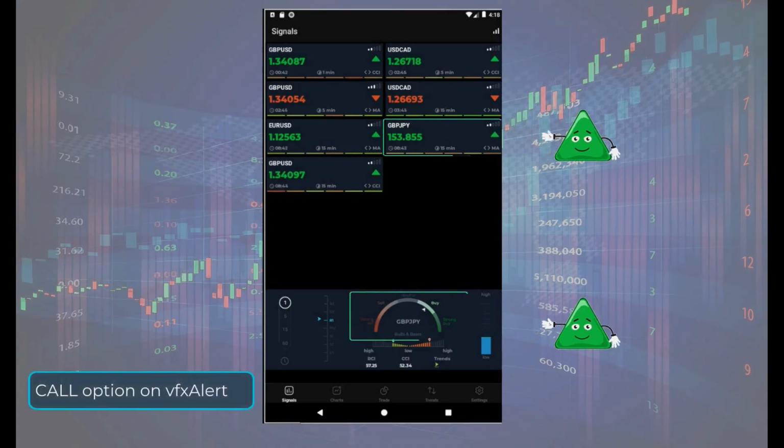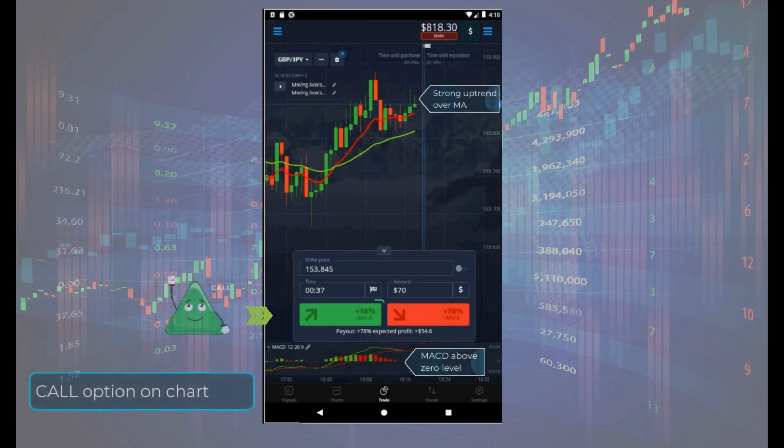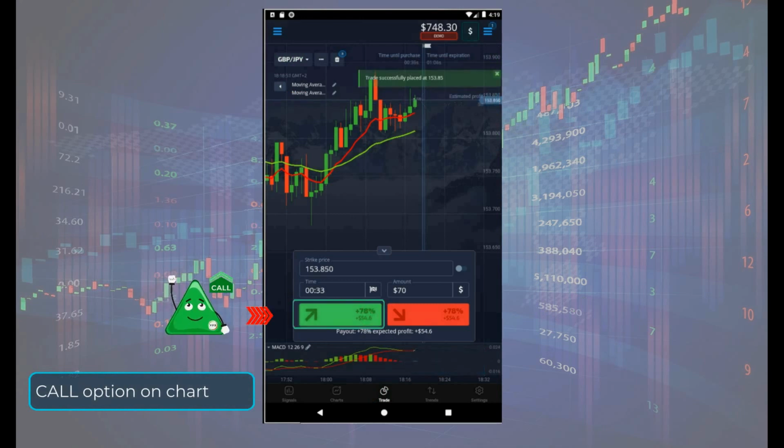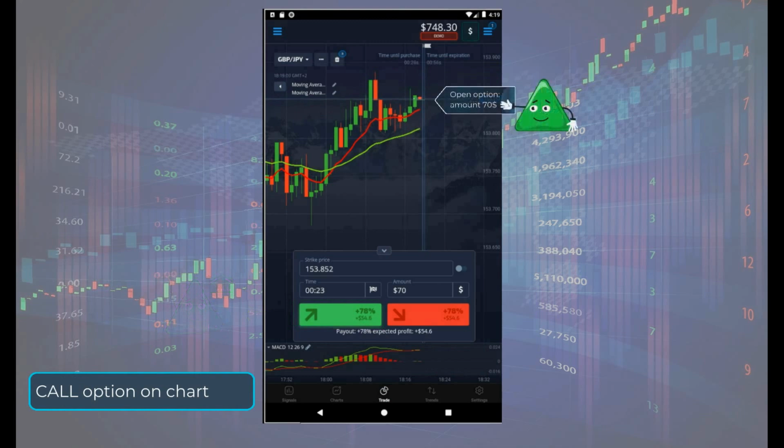We continue to trade. Again, the pound-yen pair. vfxAlert shows a call option. Let's confirm the signal with the indicators of the strategy. There is an uptrend, the price is above the moving average. MACD breaks the zero level upwards. You can open the third call option.